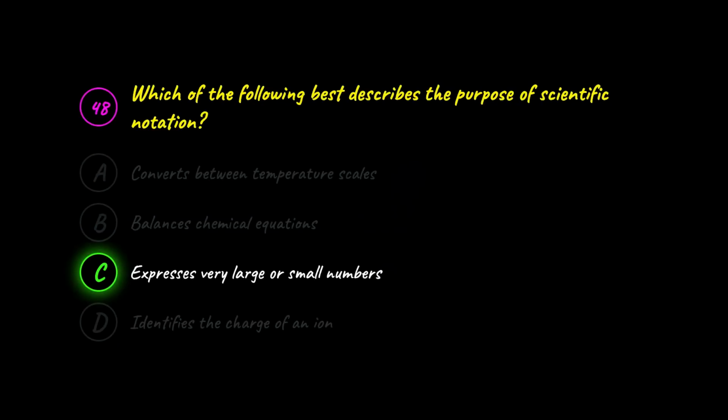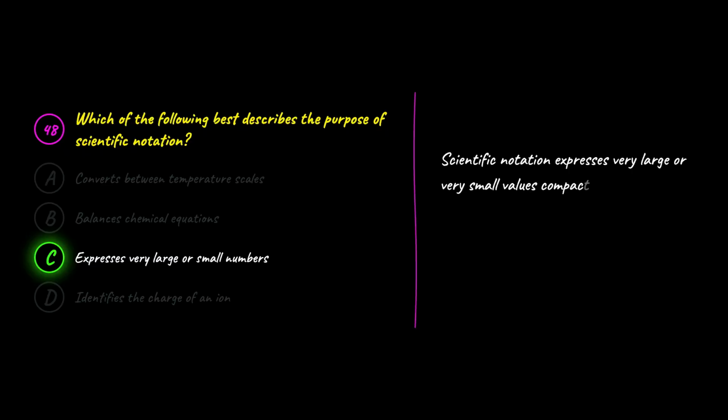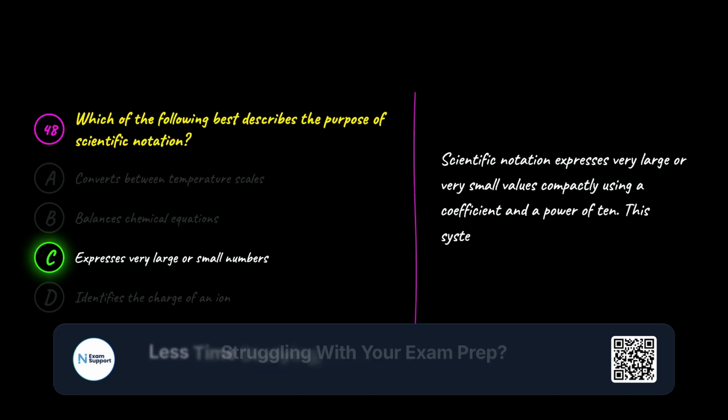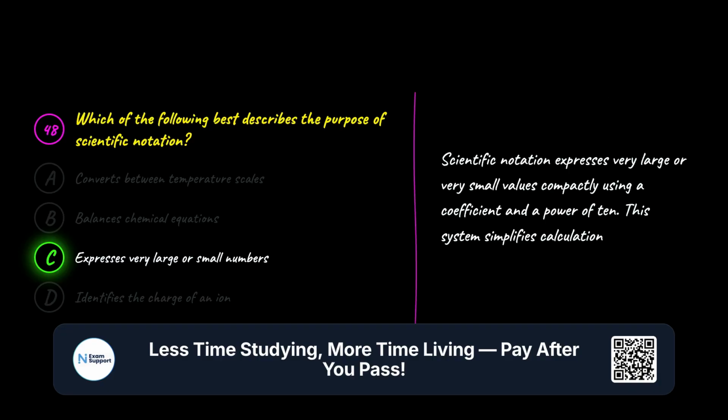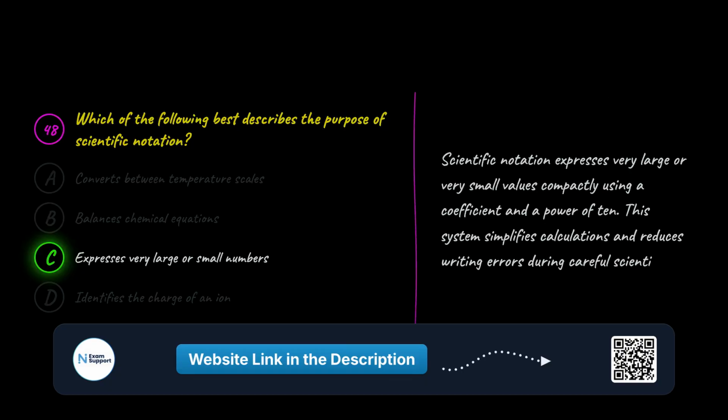The correct answer is C. Expresses very large or small numbers. C is correct because scientific notation expresses very large or very small values compactly using a coefficient and a power of 10. This system simplifies calculations and reduces writing errors during careful scientific work and study.